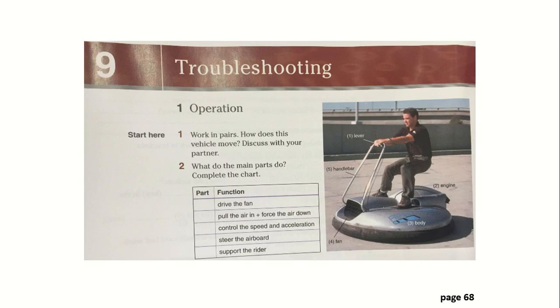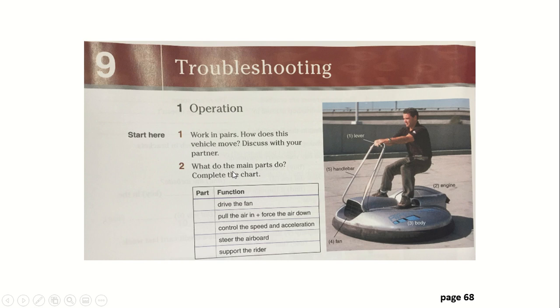Now, let's open the book page 68 and look at this. Okay. Do you have any idea about this machine and how it moves? It moves on that cushion of air and it moves on land. Okay. And there are 5 parts. Number 1 is lever. Number 2 is engine. 3 is body. 4 is fan. And 5 is handlebar. Handlebar.